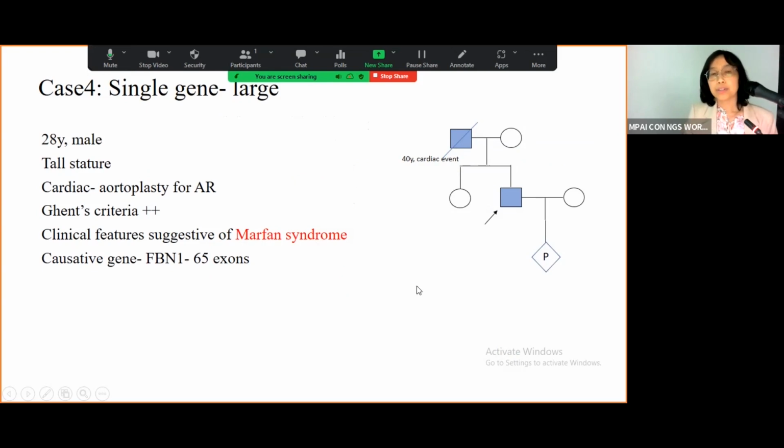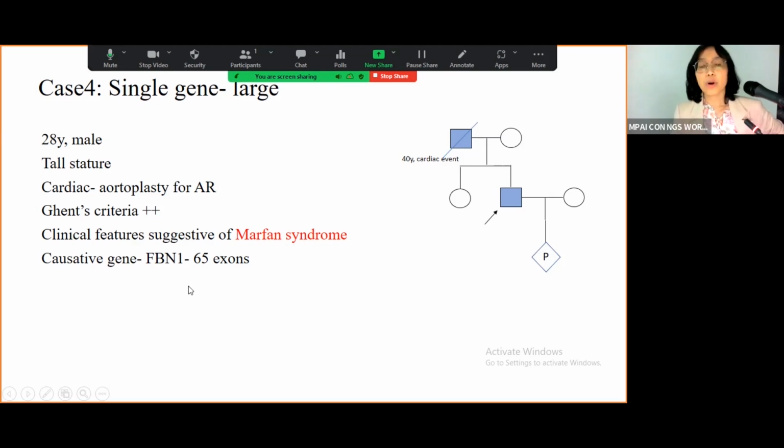Then there might be conditions where we only have one positive gene. For example, in this gentleman who had cardiac abnormalities and a diagnosis of Marfan syndrome. Marfan syndrome is a clinical diagnosis based on certain clinical criteria. We don't need to do pathogenic or molecular diagnosis as such. However, in this case, they were interested in doing a prenatal diagnosis. Hence, the molecular testing was ordered.